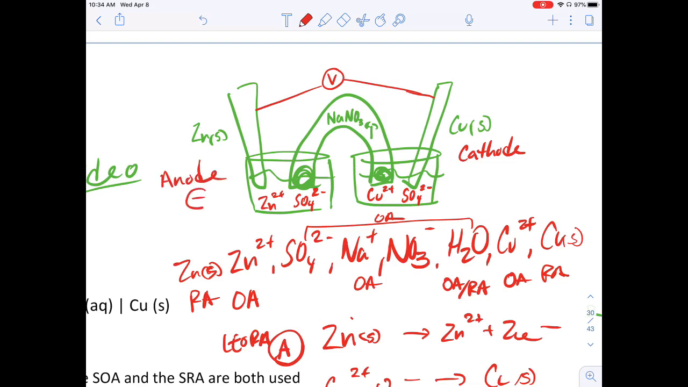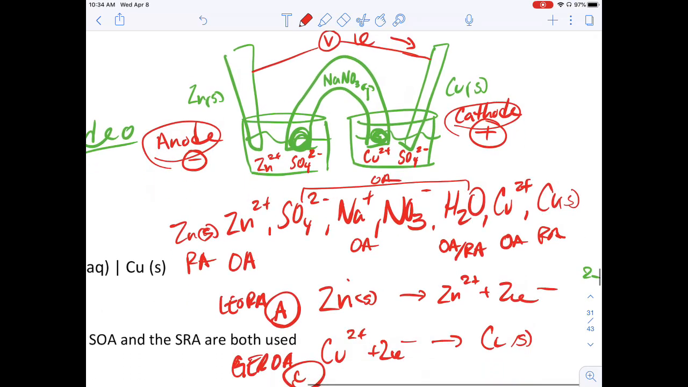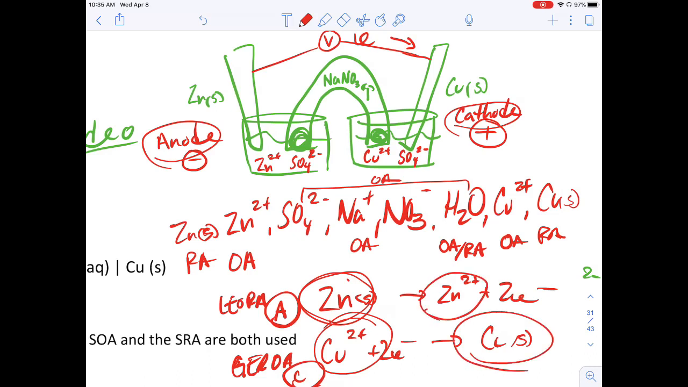My anode is negative in a voltaic cell and the cathode is positive. The electrons are gained at the cathode, so the electrons are traveling from the anode where they're being lost to the cathode where they're being gained. And so because of my reactions, I can see that the zinc solid is going to decrease in mass, and copper 2 is going to decrease in concentration because I'm using those things up. The zinc ions will increase in concentration, and copper solid will get heavier. So this copper electrode is going to increase in mass.